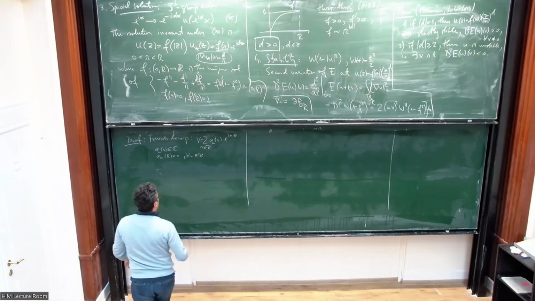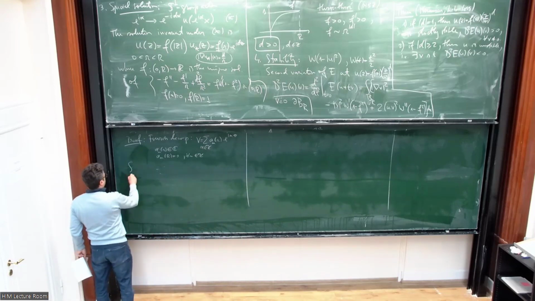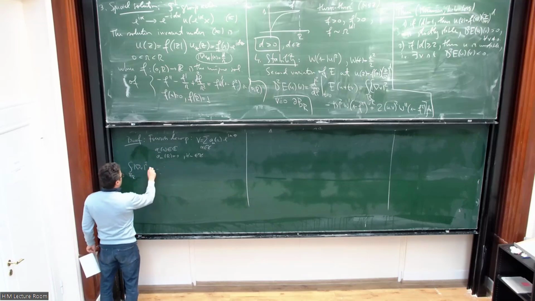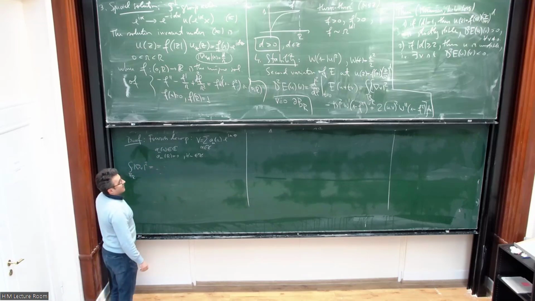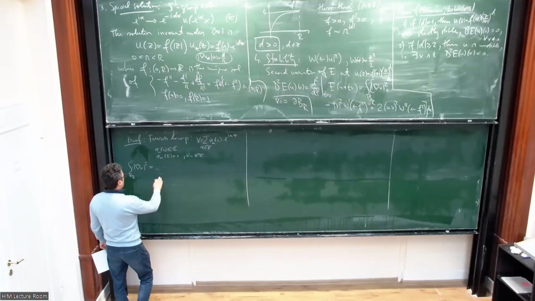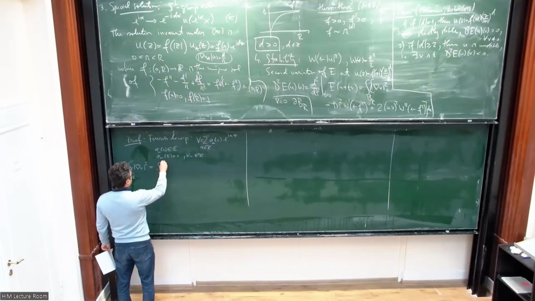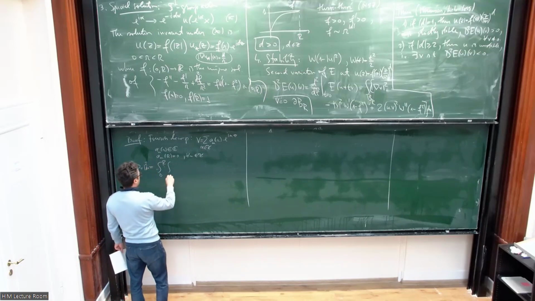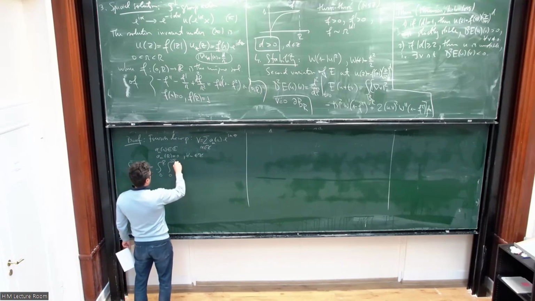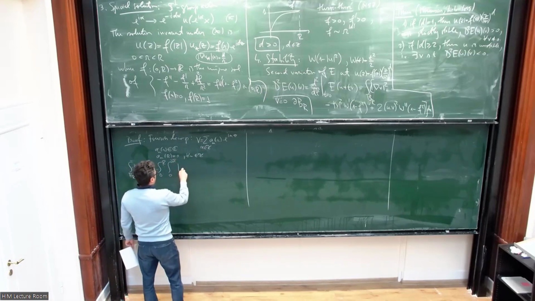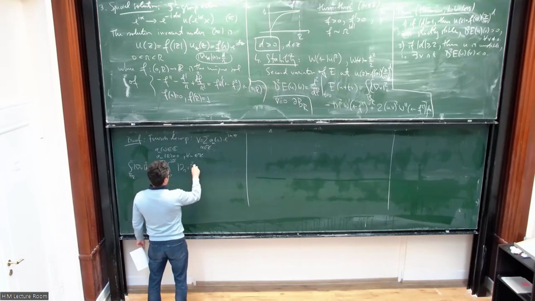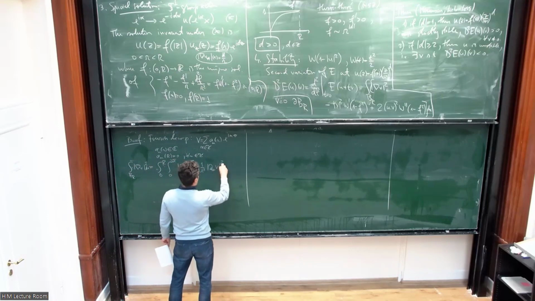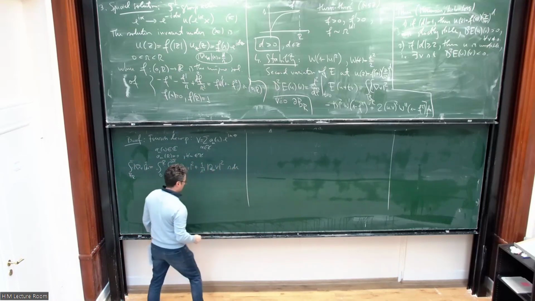Okay, so let's start with the first one, the Dirichlet term in the second variation. So what's this? So let's do the decomposition. So the gradient is r V.